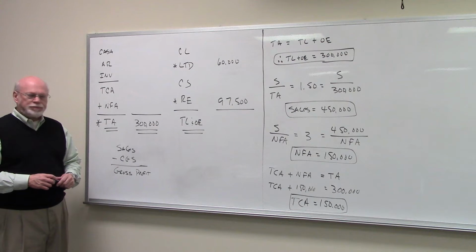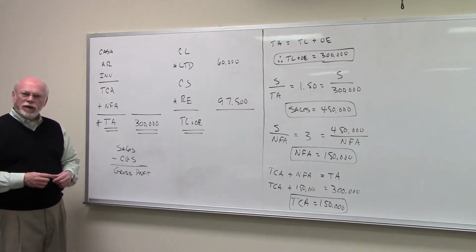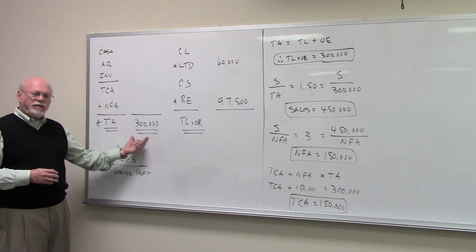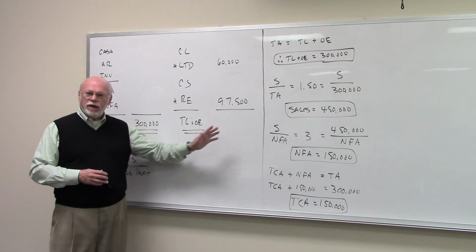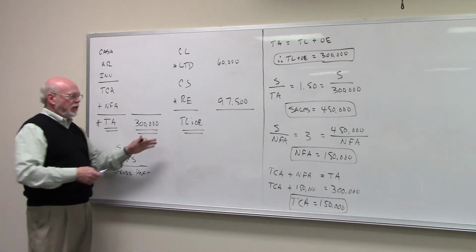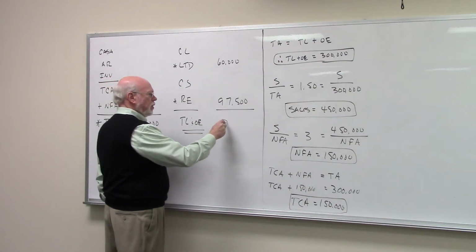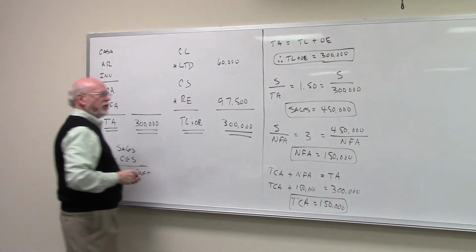Now, with that information, we're going to build the balance sheet and we're going to build this section of the income statement. The first thing you should note, and remember from the lecture on financial statements, the left-hand side of the balance sheet has to equal the right-hand side of the balance sheet. So the first thing we would say is that, well, if total assets is $300,000, then total liabilities and owner's equity also has to be $300,000.